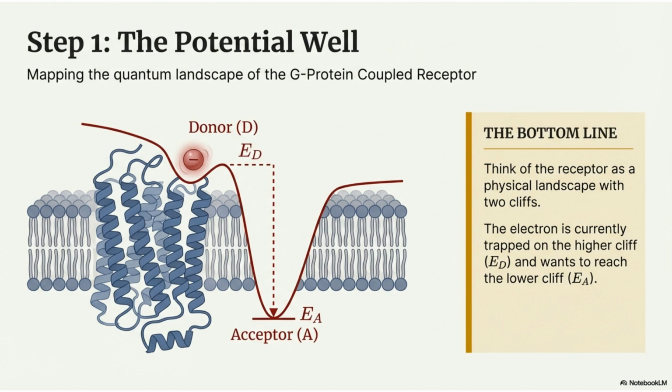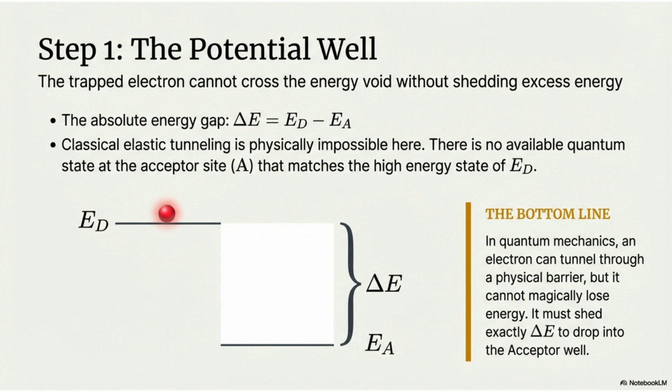Think of the receptor as a physical landscape with two cliffs. The electron is trapped on the higher cliff, E_D, and wants to reach the lower cliff, E_A. The trapped electron cannot cross the energy void without shedding excess energy. The absolute energy gap is delta E equals E_D minus E_A. The electron must shed exactly delta E to drop into the acceptor well, as classical elastic tunneling is impossible here.